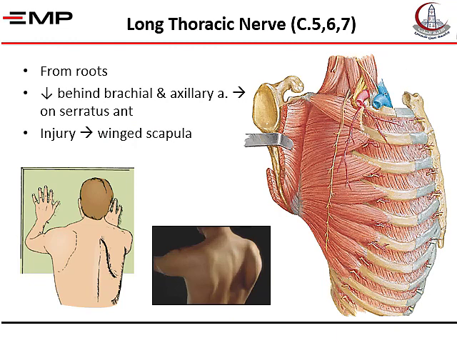The first nerve is the long thoracic nerve, or the nerve to serratus anterior. It arises from the roots of the brachial plexus, C5, 6, and 7 in the neck. It pierces the scalenus medius muscle, descends behind the plexus on the surface of the serratus anterior muscle, supplying it.